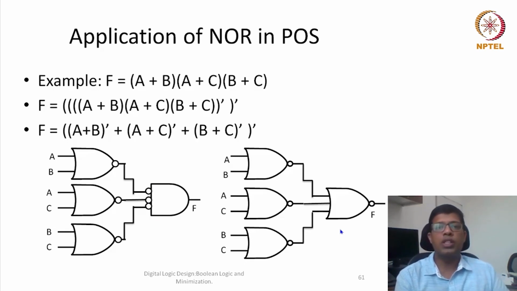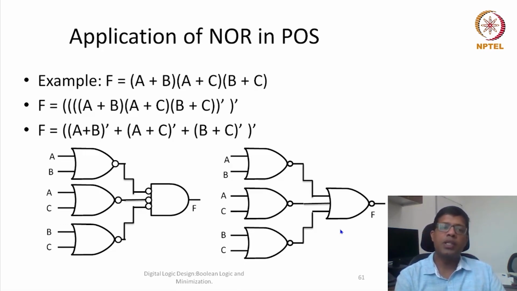So this is how NOR gates can be used for effective implementation of product of sum expressions, and NAND gates can be used for effective implementation of sum of products.